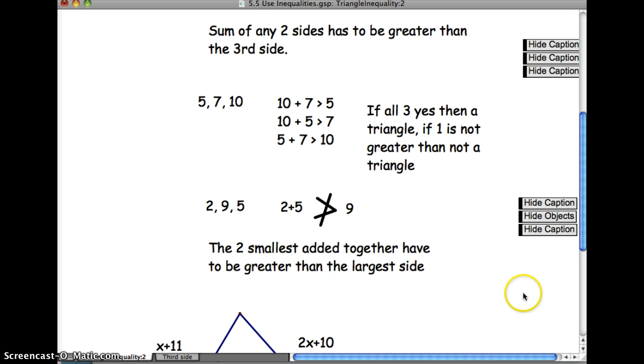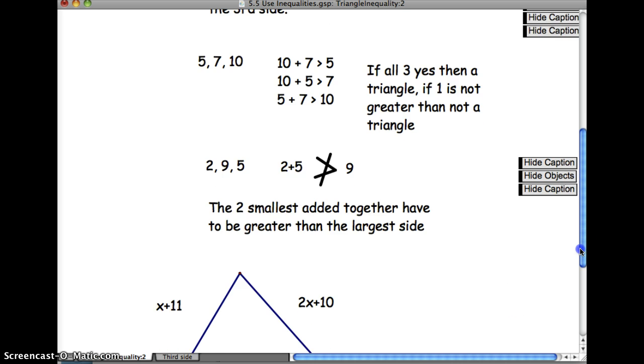Okay, any questions on that? All right, let's throw in our algebra piece here.